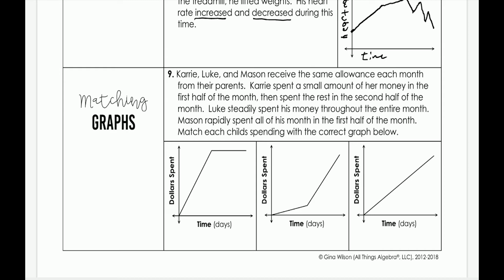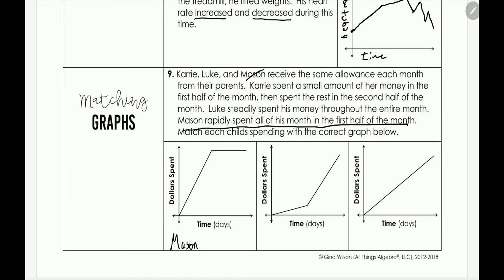So if we look at the first option, it looks like we have some pretty rapid spending. Mostly because we go from 0 all the way to the top of the graph really quickly, and that's about half of the graph. So I would say this most likely belongs to Mason, since Mason rapidly spent all of his money within the first half of the month. Okay? So we're done with Mason, so let's mark through him.